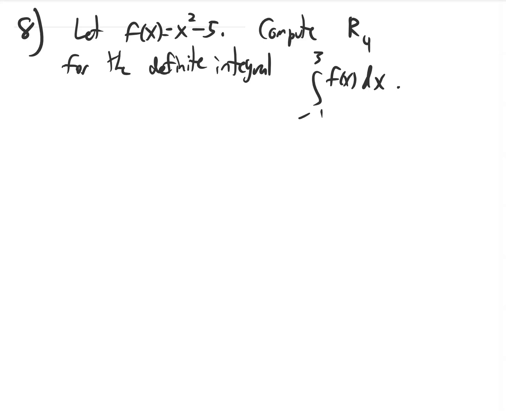Estimate the integral of this function from -1 to 3 by using 4 rectangles of equal width. And we'll use the right endpoint of each. Let f be the function f of x equals x squared minus 5. Let's compute R4 to approximate the definite integral of this function f from -1 to 3. Here's what that looks like.